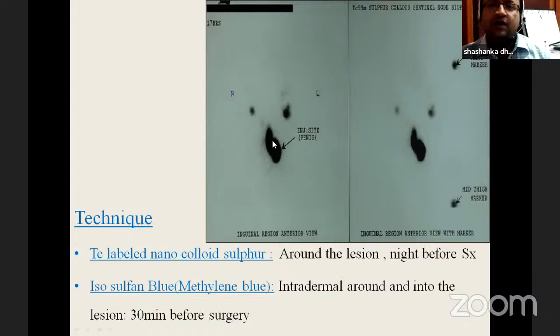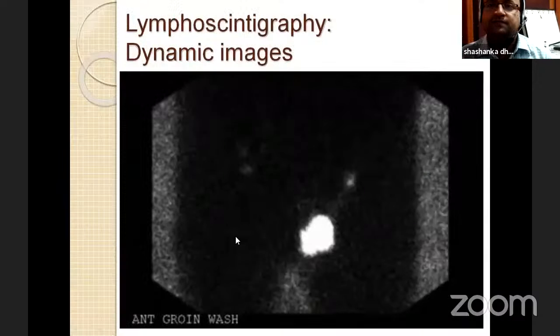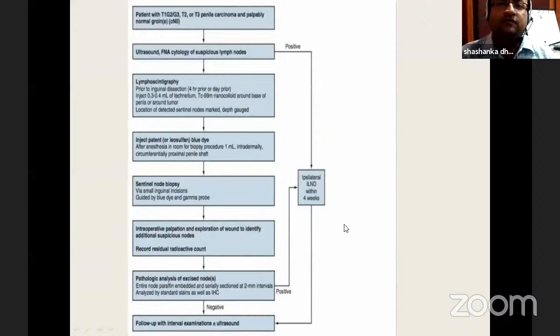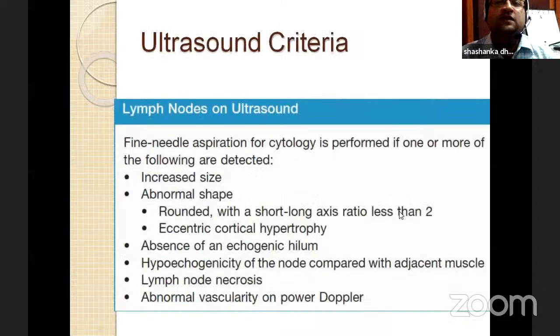So the gamma camera will give you images like this, where the sentinel lymph node may be located. This is the dynamic image. All right, we don't need to go into details of this. There are some ultrasound criteria for lymph nodes.